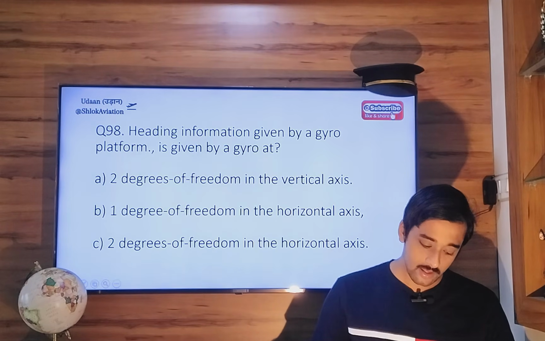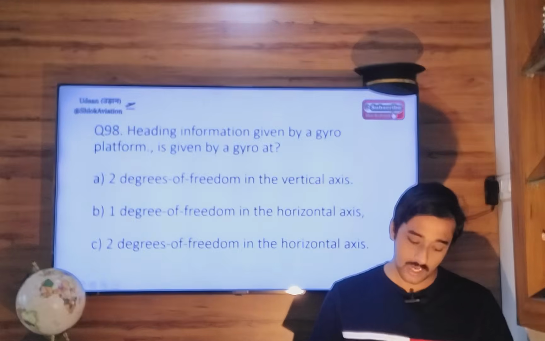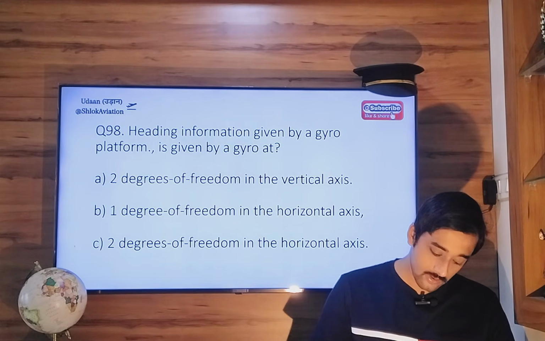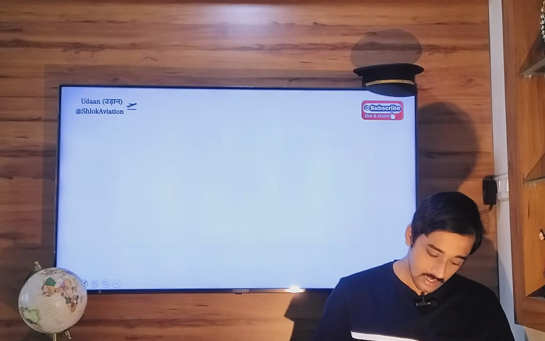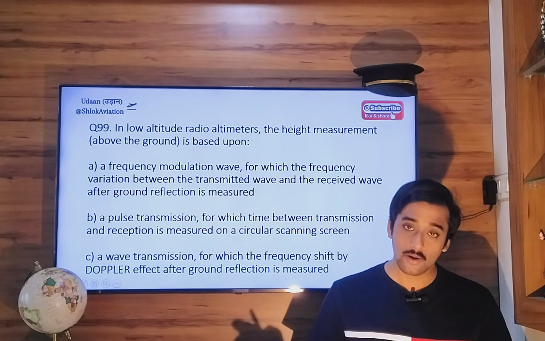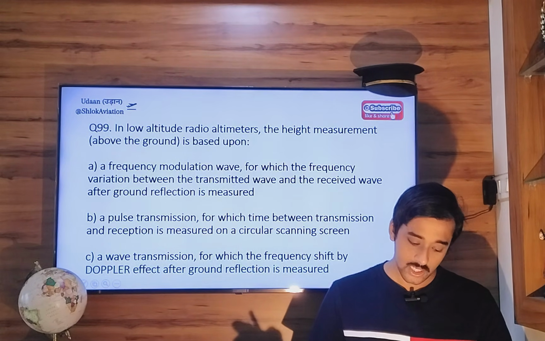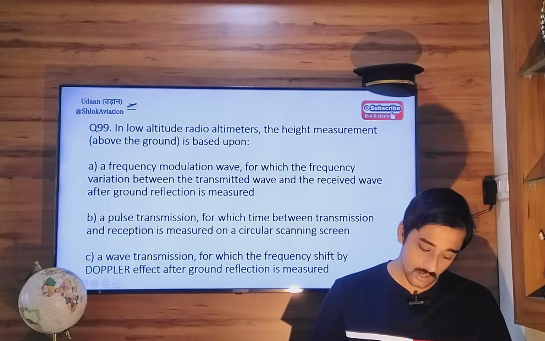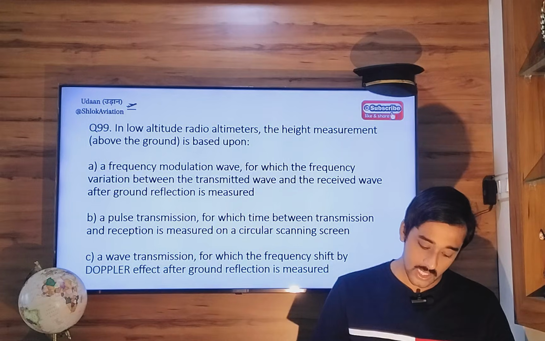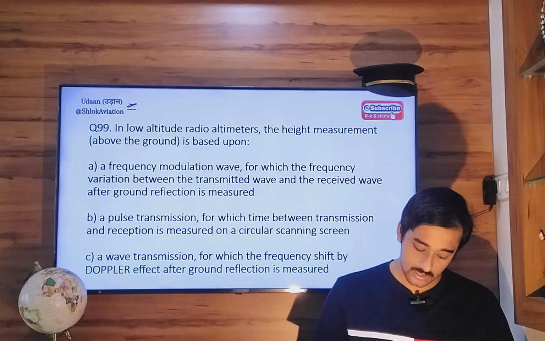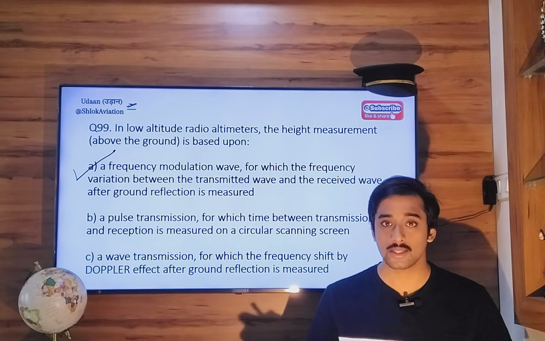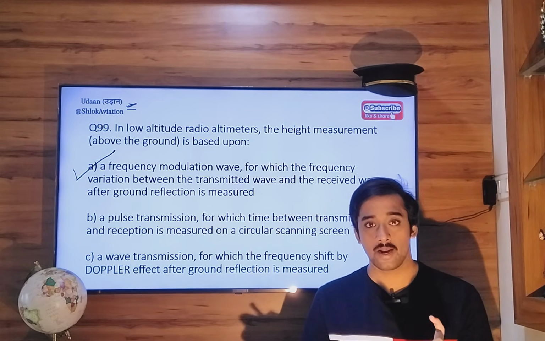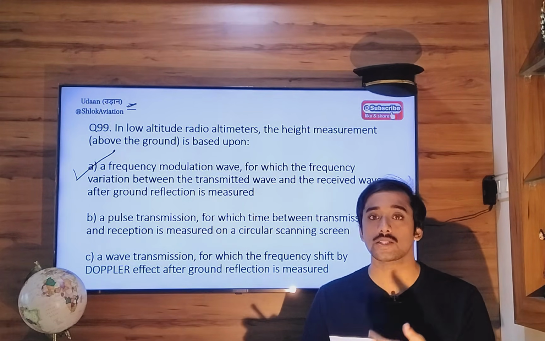Heading information given by a gyro platform is given by a gyro which has 2 degrees of freedom and a horizontal spin axis. Remember? Next. In a low altitude radio altimeter, height measurement above the ground is based upon what? Frequency modulation, pulse modulation, wave transmission. So the correct answer is option A. Low altitude radio altimeters transmit a frequency modulated continuous wave towards the ground.